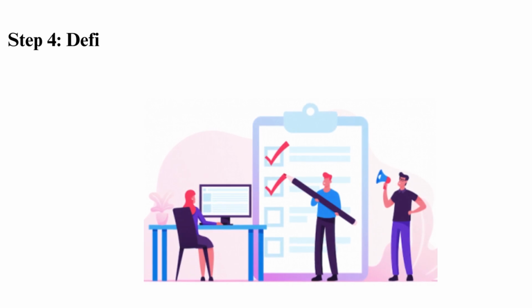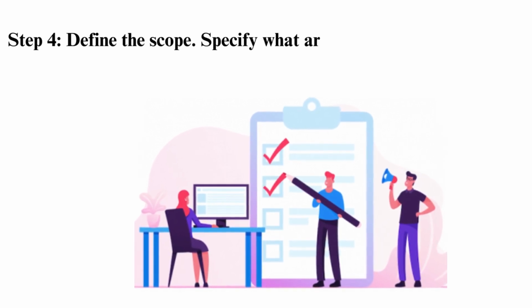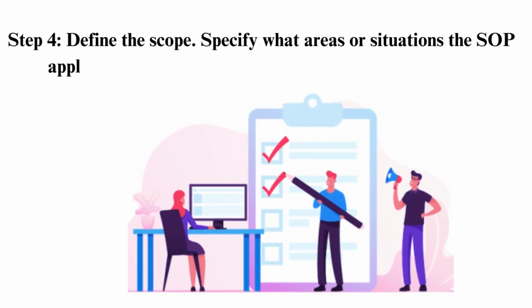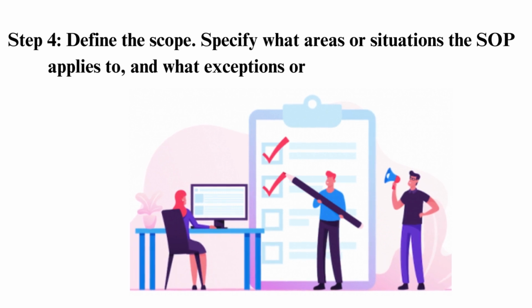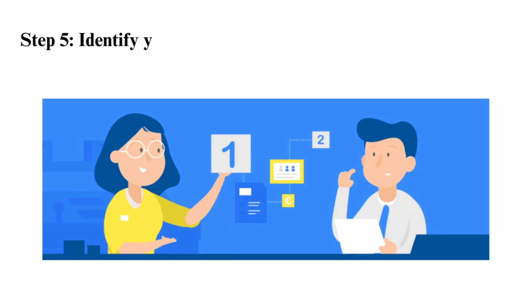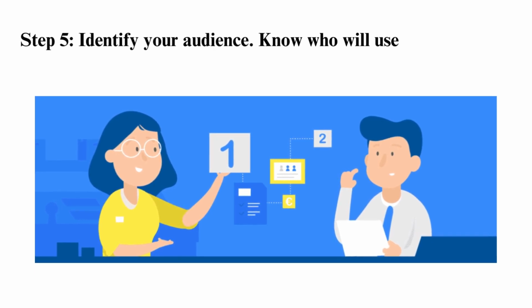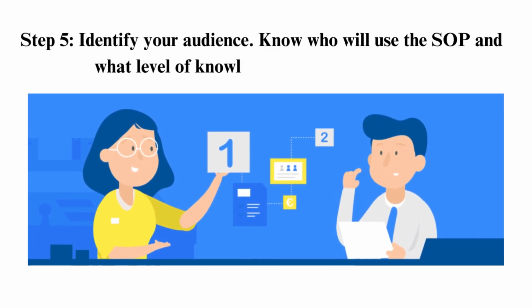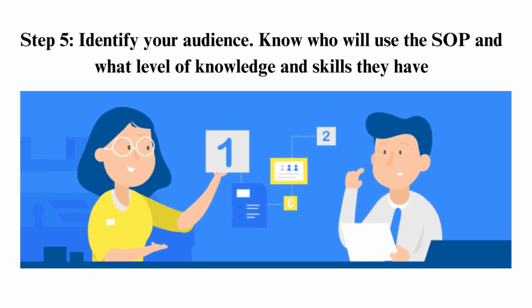Step 4. Define the scope. Specify what areas or situations the SOP applies to, and what exceptions or limitations may apply. Step 5. Identify your audience. Know who will use the SOP and what level of knowledge and skills they have.